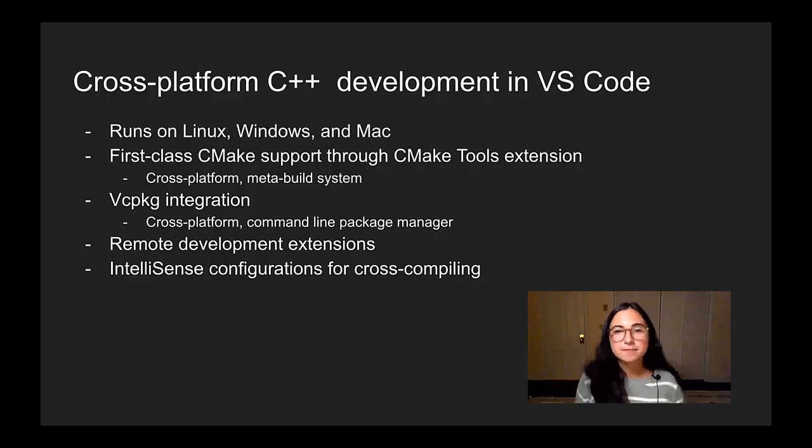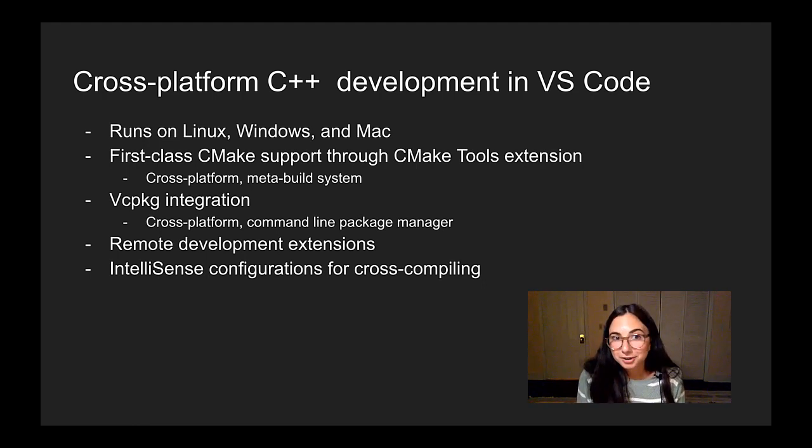So now you've seen some of the core editing features of the C++ extension. Let's dive into how we can use VS Code for cross-platform C++ development. C++ development is super popular these days. Whether you are targeting a platform that's different from your host OS, either by remote development or cross-compiling, or you are actually developing on different machines and different host operating systems, Visual Studio Code supports all of those scenarios.